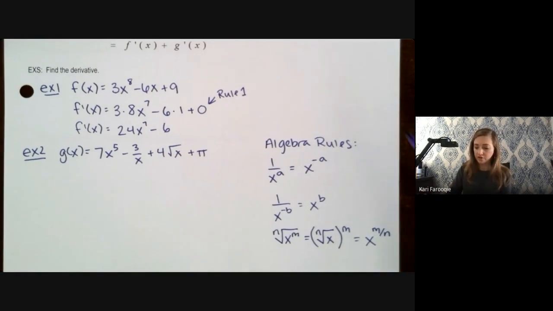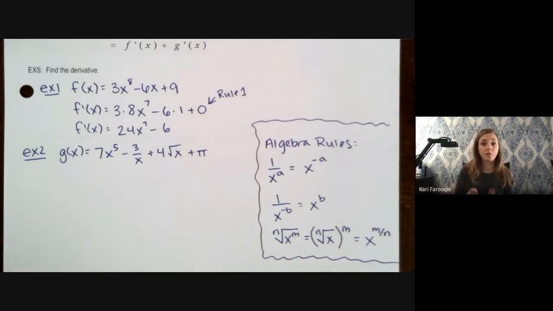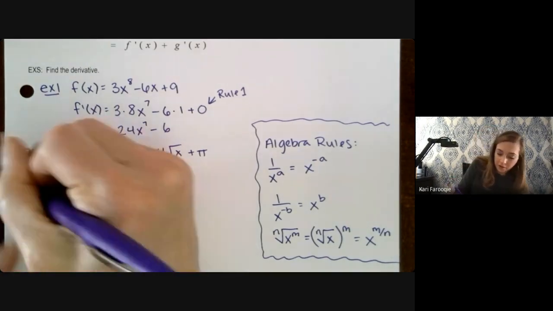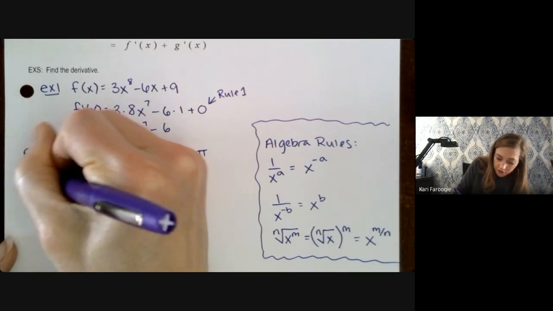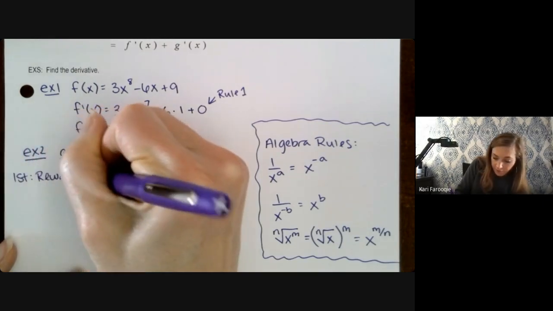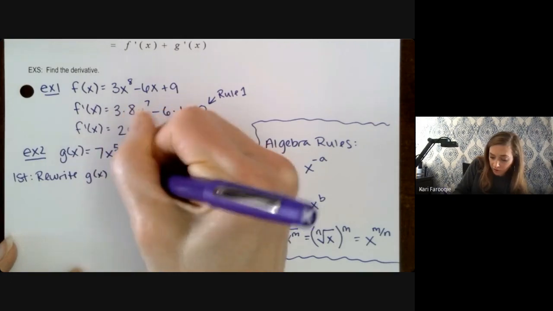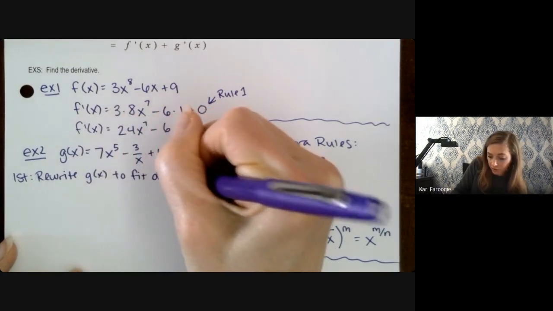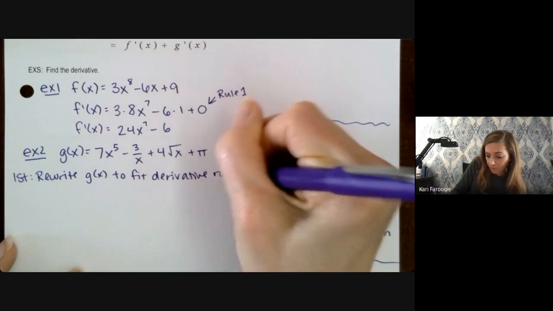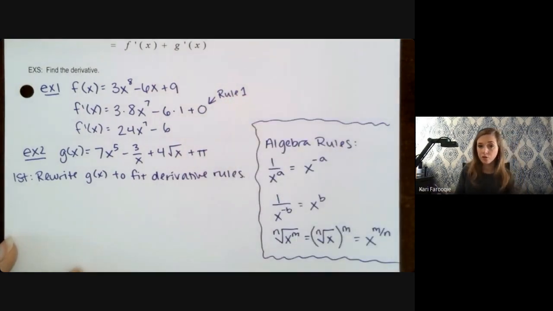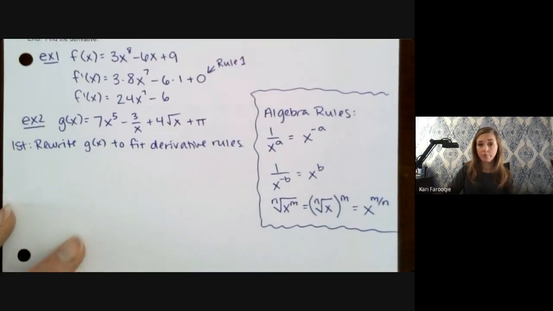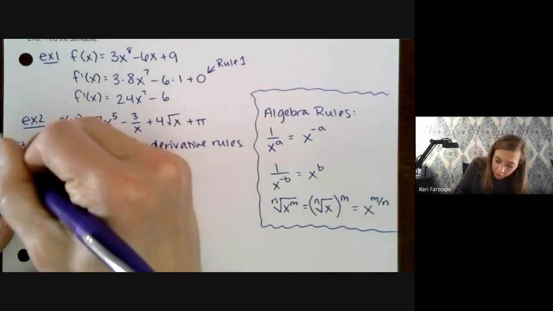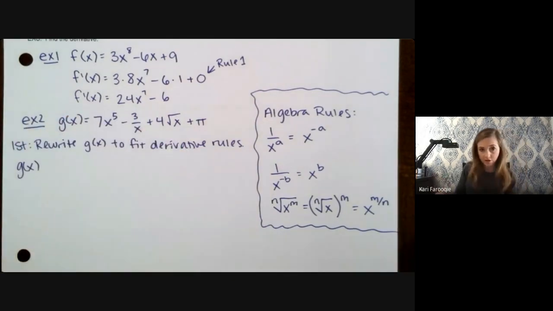So we're going to be using these rules quite a bit today to rewrite our expressions so that we can take their derivatives, but we have to rewrite the expression first. So I'm going to say first, rewrite g of x to fit derivative rules. Okay, so I'm not taking the derivative yet. I'm just getting the function set up so that I can take the derivative of each term. So I'm going to rewrite g of x, not g prime, because I'm not taking the derivative yet.